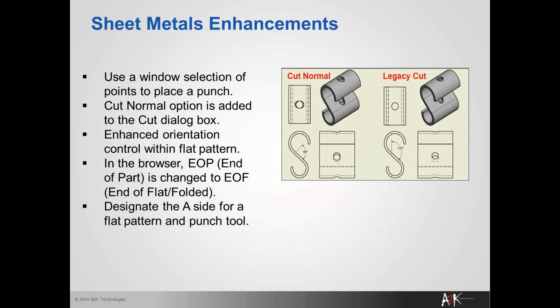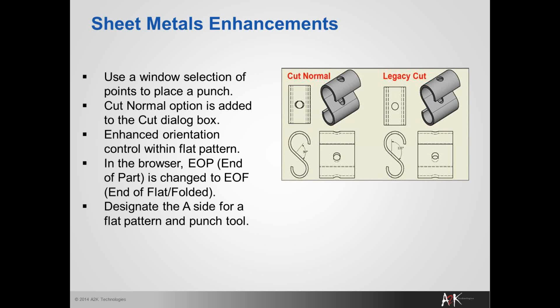Sheet metal enhancements, using window selection to place punches on points. That's quite a big one. That's pretty good, that one. You don't have to go through and pick the points individually anymore. We can just drag the window across all of our points and place a punch at each of those locations. It's quite an efficient enhancement there.